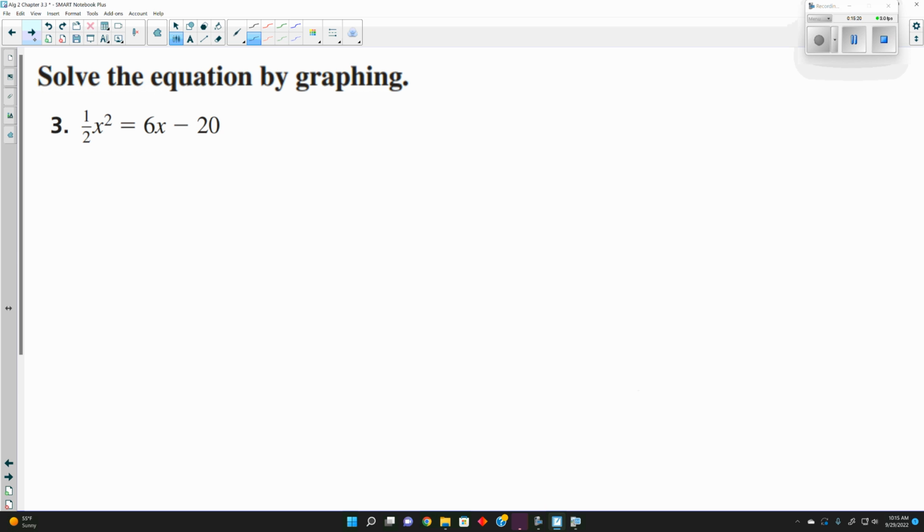One half x squared equals 6x minus 20. What do we need to do? Hold on, say the equation. No, the last one. I'll ask. No, I just got confused with these two, I just mixed them together. Okay. Because it's better to ask questions now.